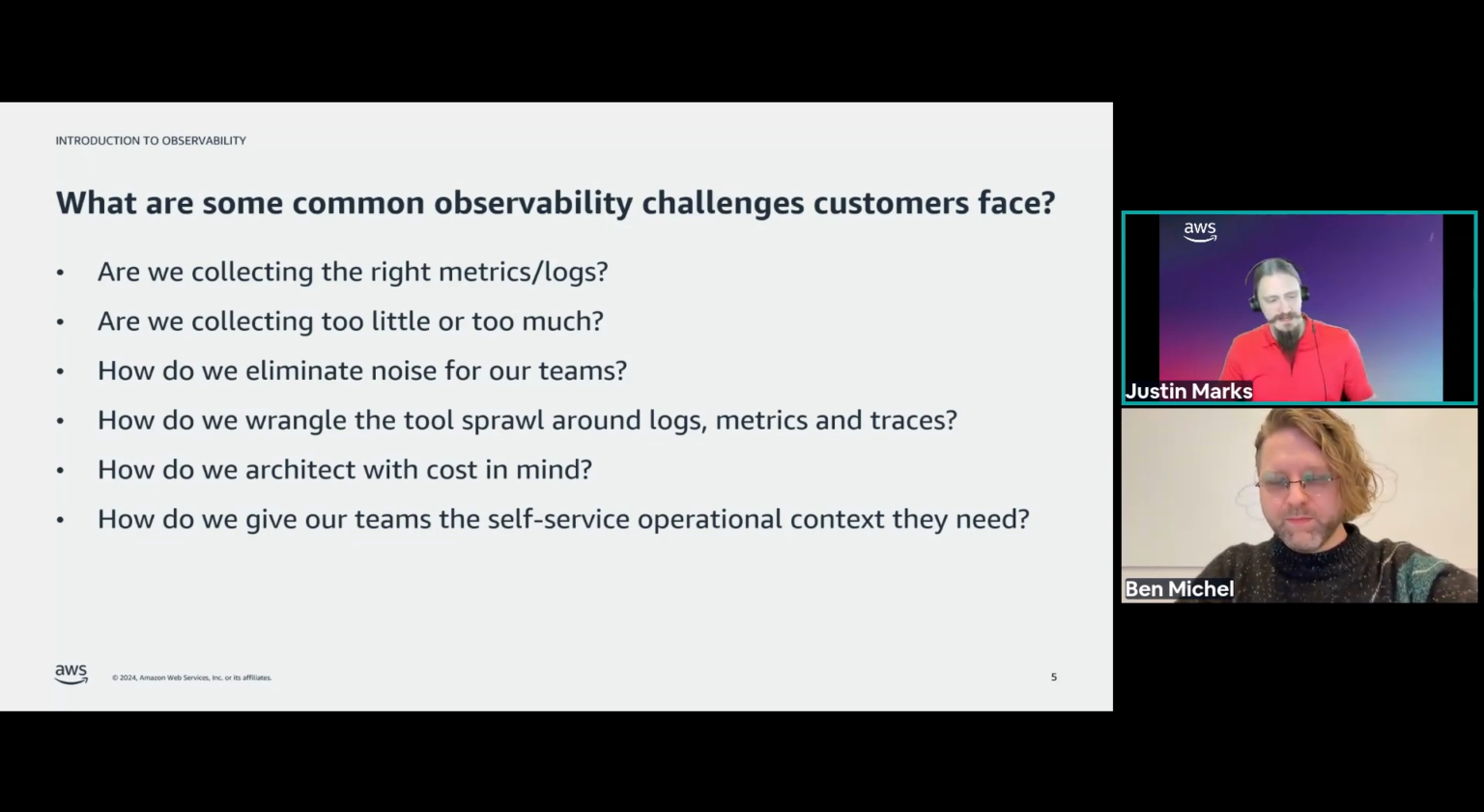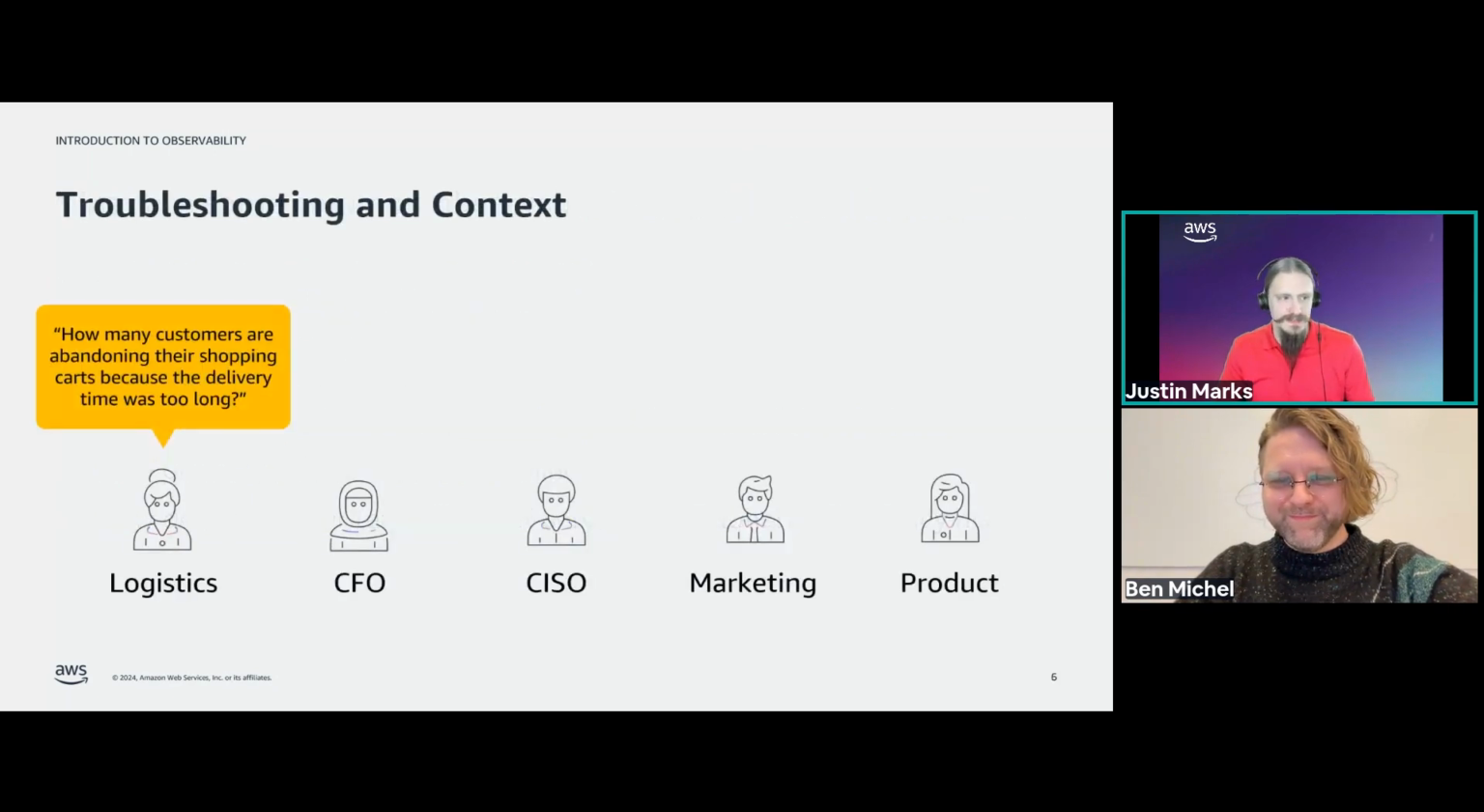So I'm going to take a quick sidebar on that point. Most teams see observability as an engineering problem, but it's also a business problem. You may be one of the folks who has any of these stakeholders at the bottom coming and knocking on your door or sending you a Slack message with questions about what's going on. Somebody who runs logistics for an e-commerce site may show up and ask, how many customers are abandoning carts because delivery time was longer than they would have liked?